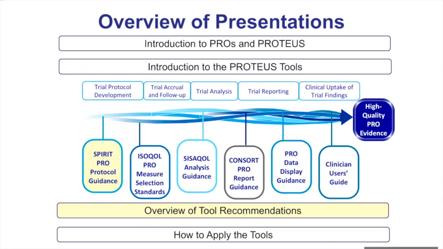Now, for today's presentation, we are focusing on the Spirit Pro guidance. And it's all about getting things right at the protocol stage. The other presentations, as you can see, are about which tool: how to select the appropriate PRO measure or questionnaire, how to analyze the data appropriately to the trial's PRO specific objectives, how to report and display the trial results appropriately, and how to communicate these results for use in clinical practice.